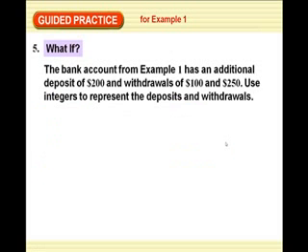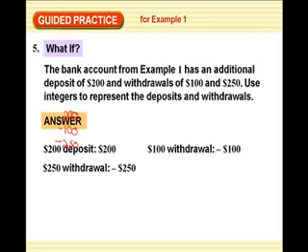Okay, those are easy. What if your bank account from example 1 had an additional deposit of $200 and withdrawals of 100 and 250? Use integers to represent the deposits and the withdrawals. So the deposit would be 200, that would be a positive. Withdrawal would be minus 100 and then minus 250. So we're just representing the numbers.